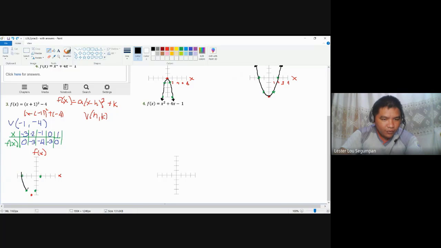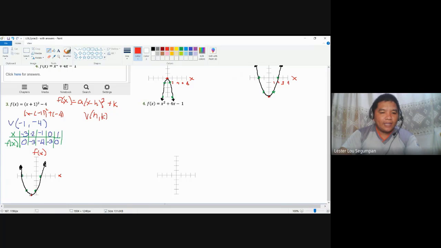It should actually form a parabola. Pardon if my graph is not that accurate. So it will somehow look like this. It's not that accurate, but it will look like this. Right? So the vertex is still here.